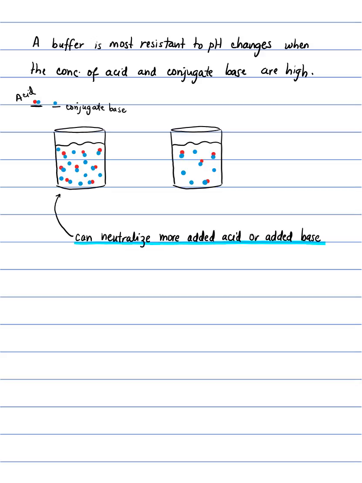Now the one on the left has a higher concentration of the weak acid and the conjugate base, which means that the solution I have represented on the left side of the diagram can neutralize a larger amount of added acid or added base. The added acid will react with the conjugate base. Any added base will react with the acid that you have in solution.